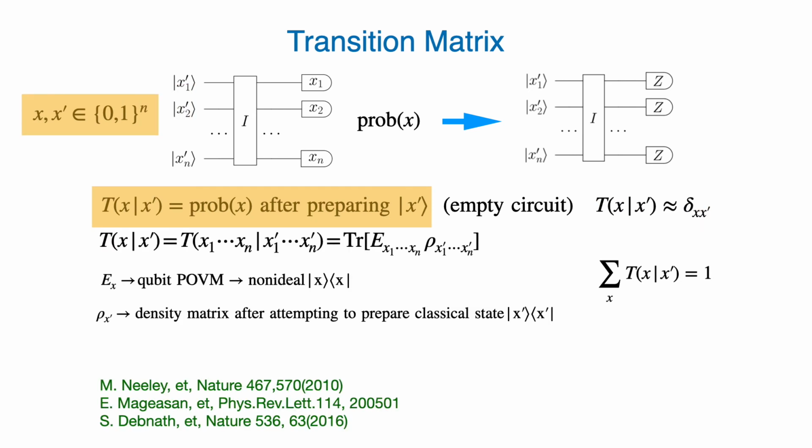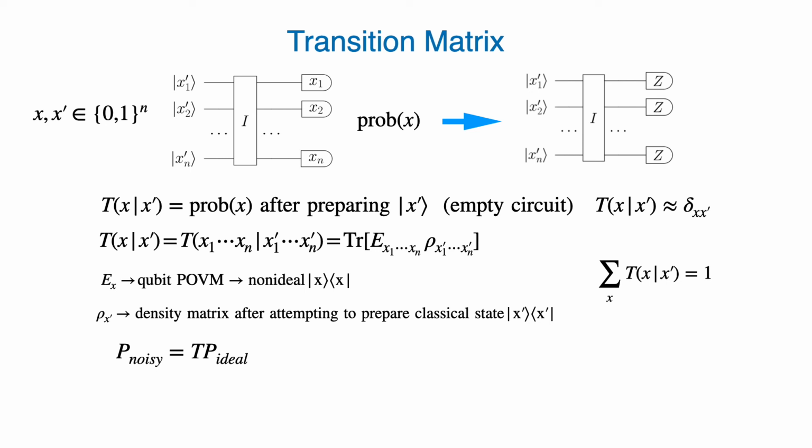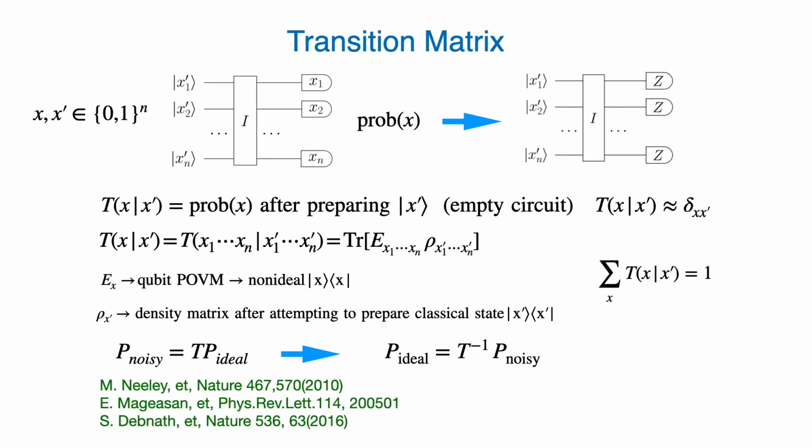E is the qubit POVM. It is noisy. Rho is a noisy classical state. According to the definition of the transition matrix, we have this equation, and we can get back the ideal probability distribution by inverting this equation. This method has been widely used in experiments.